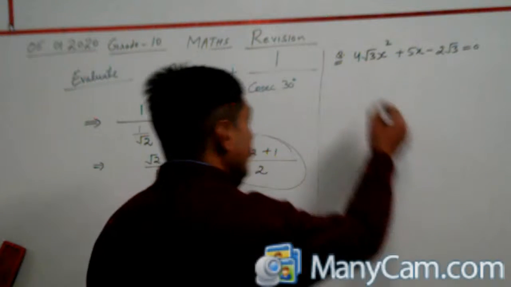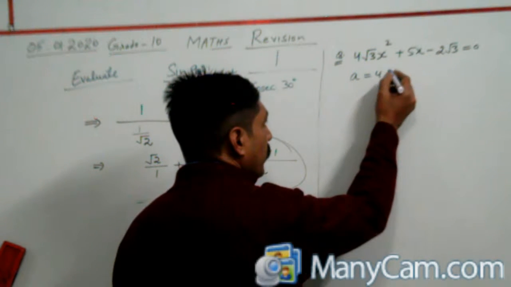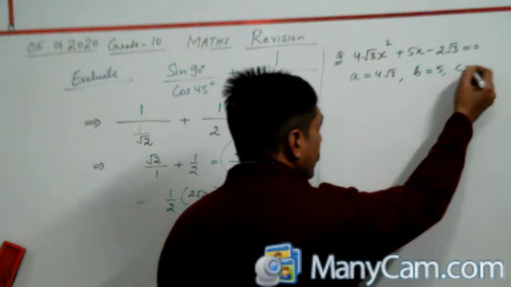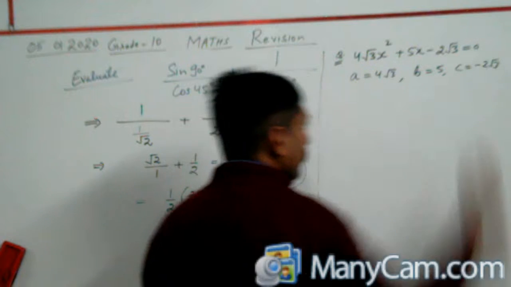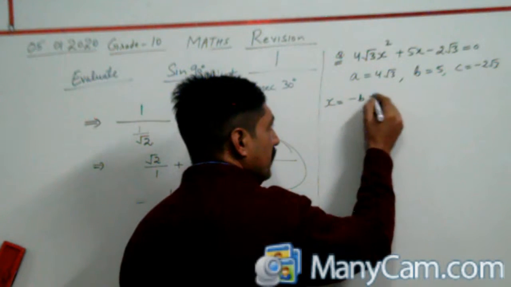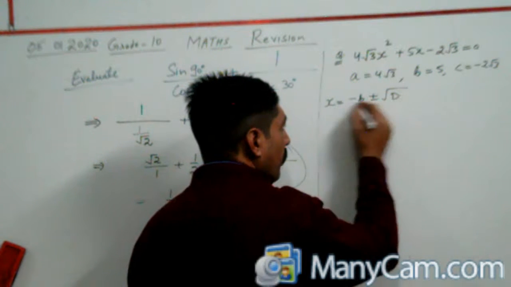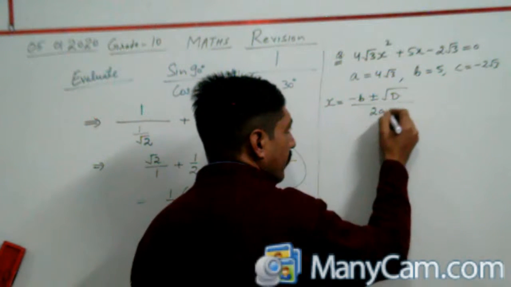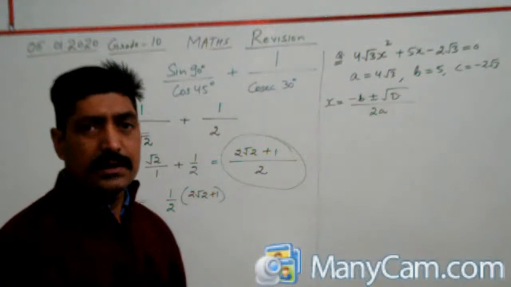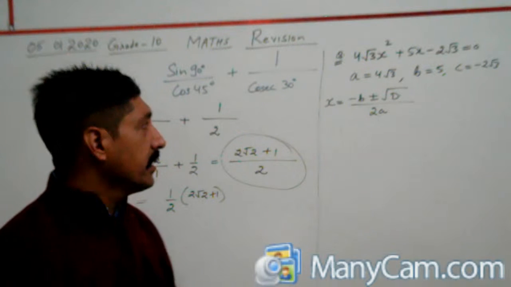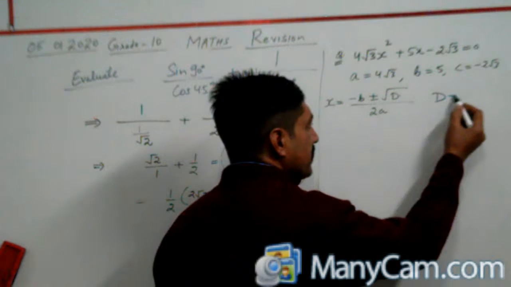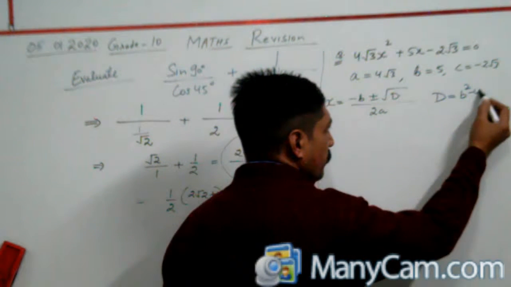Here, what is A? A is 4 under root 3. B is 5. And C is minus 2 under root 3. So we know the quadratic formula, that is x is equal to minus b plus minus under root D upon 2a, where D is the discriminant. D is equal to b square minus 4ac. What is the discriminant? Discriminant is equal to b square minus 4ac.